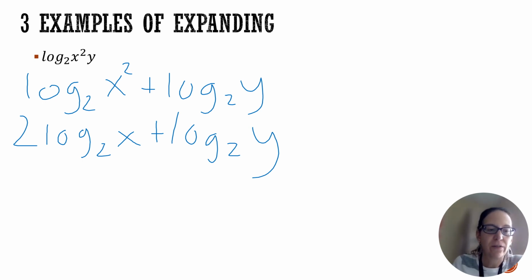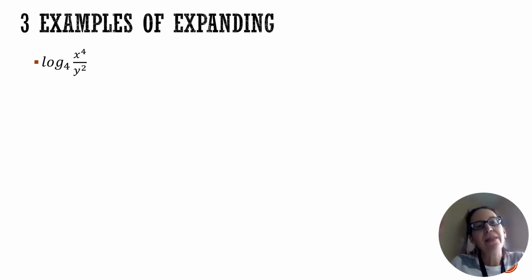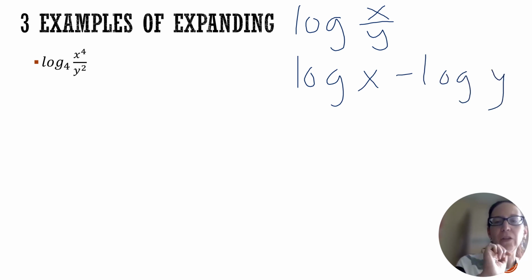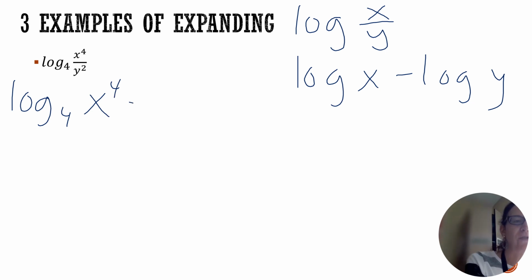Okay, next one. Okay, now here we have two different exponents. So you probably are thinking, oh, those exponents are going to go down front. They're going to be coefficients. Yes, but we have two different ones. One of them that goes with the x and one of them that goes with the y. And so we need to deal with the division first. So if you remember this property, if you are dividing, that division comes from a subtraction problem. Okay, so this is the opposite direction that we were doing before. So you would take the log of the numerator and subtract the log of the denominator. So in this problem, I would have log base 4 of x to the fourth minus log base 4 of y squared.